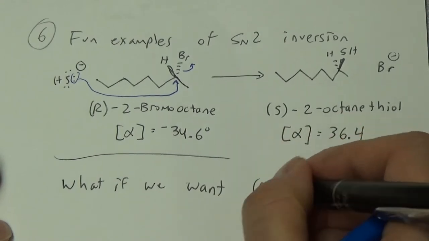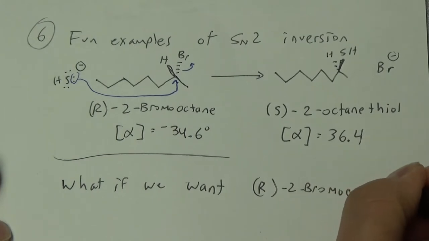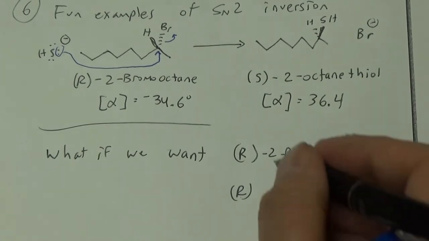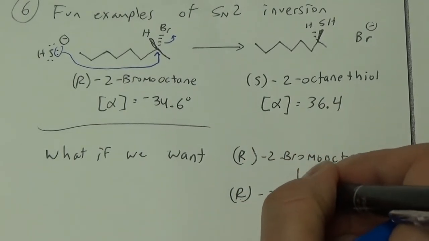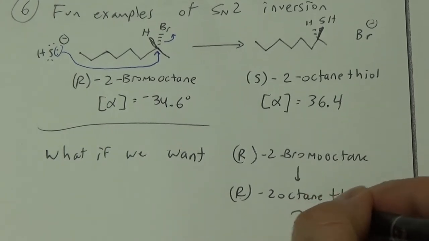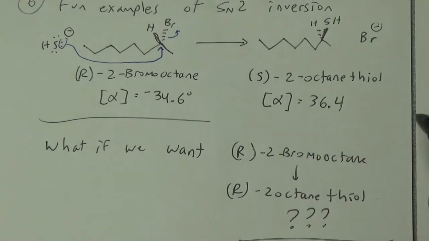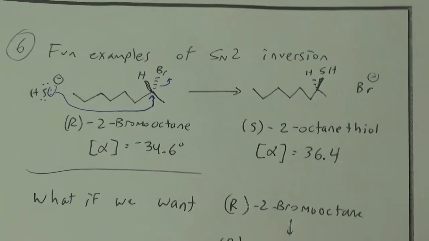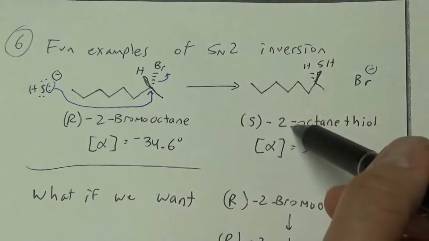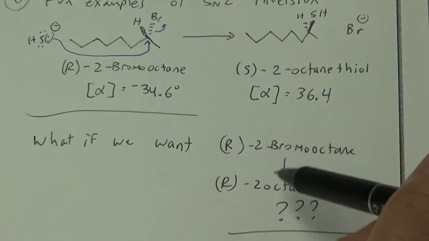R-2-bromooctane, and we want to make it into R-2-octanethiol. How would you do that? Question mark, question mark, question mark. How would you possibly go from R to R? Seems impossible, right? If you have R and SN2 causes inversion, it would make S. So how could you possibly accomplish R to R?